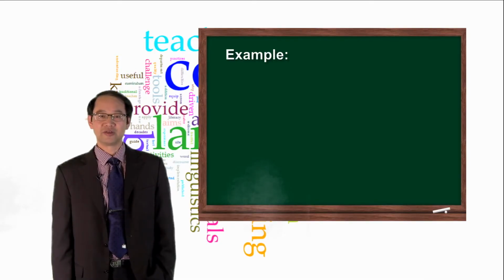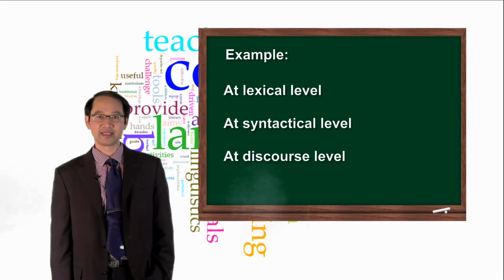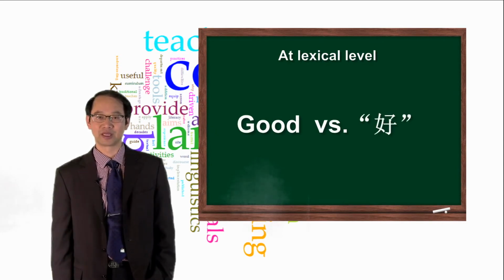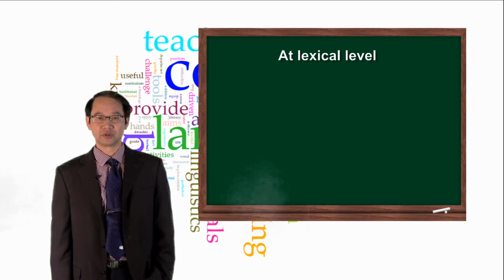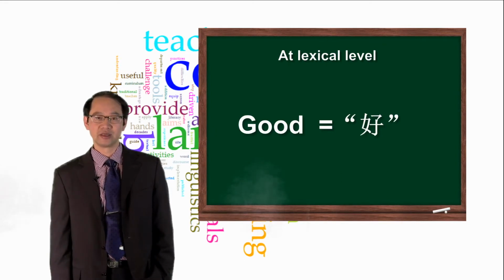Now I'm going to give you some examples of how to use parallel corpus for language studies. We can do this at the lexical level, at the syntactical level, and at the discourse level. For example, at the lexical level, I want to give you an example about the word good versus hao. We all know that good means hao, right? So people regard this as translation equivalent. They think good equals hao.